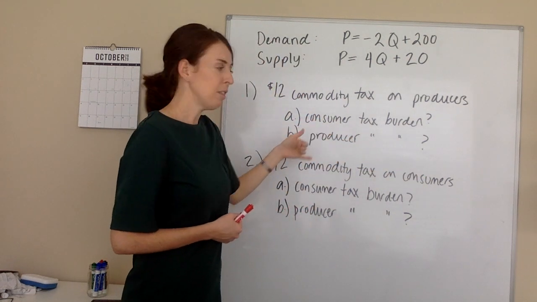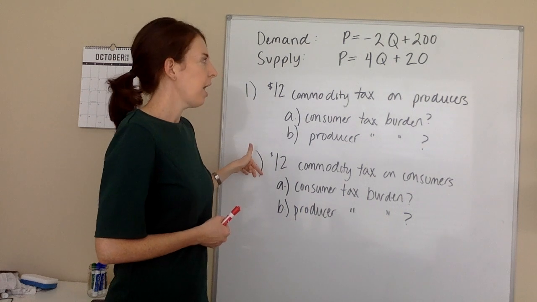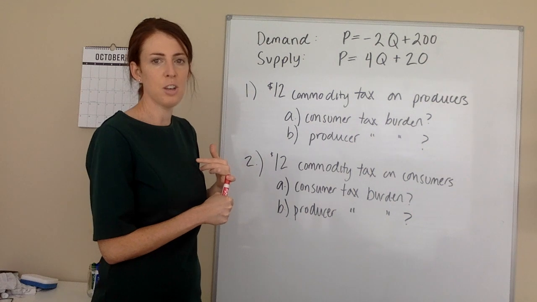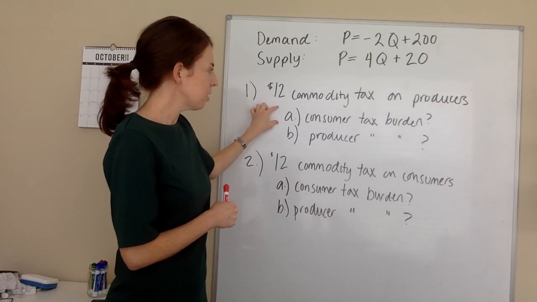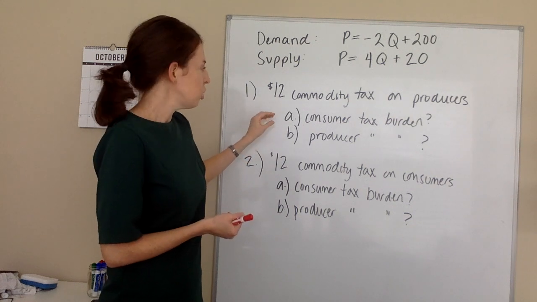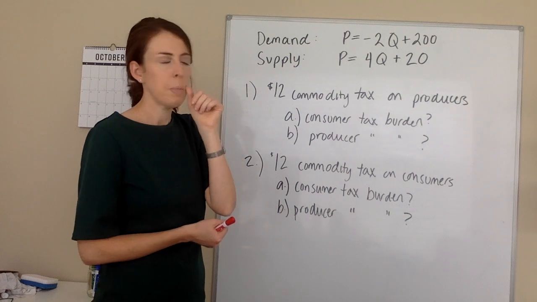So when you go through the math, verify that your answers to 1 are matching your answers to 2. And the third thing you can use to spot check yourself is that the consumer tax burden plus the producer tax burden has to add up to the tax. So your answer to A plus your answer to B should be equal to 12.